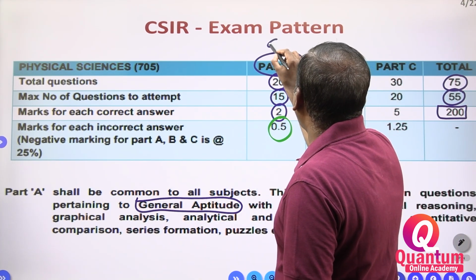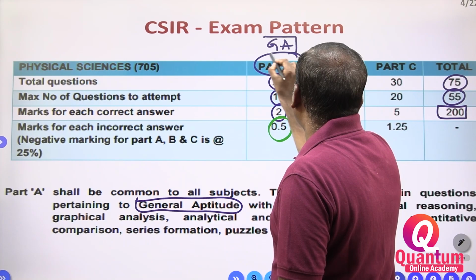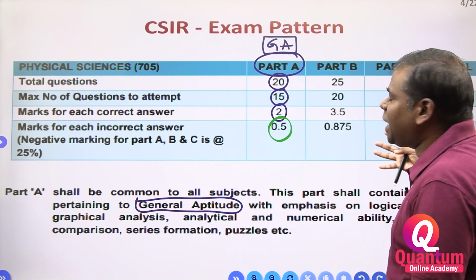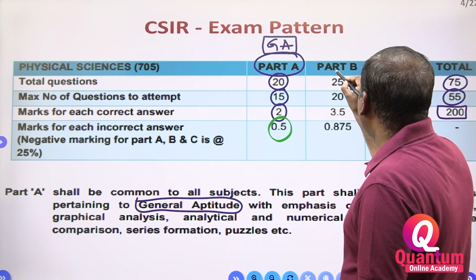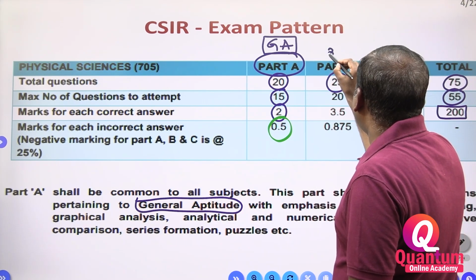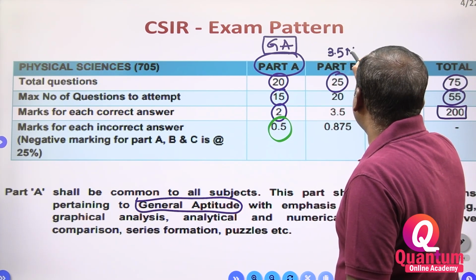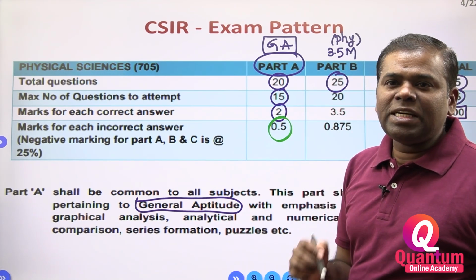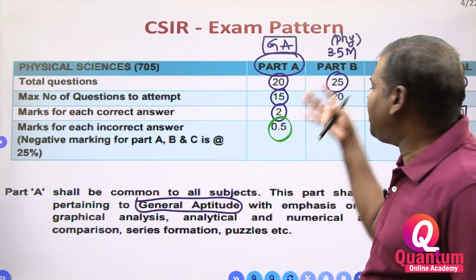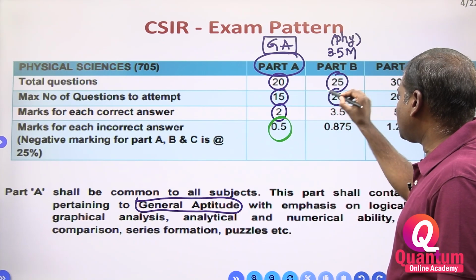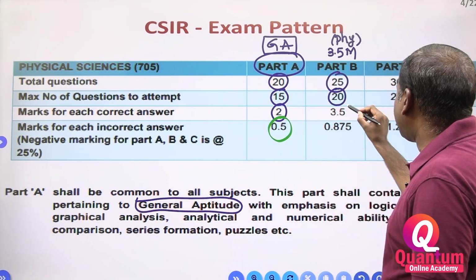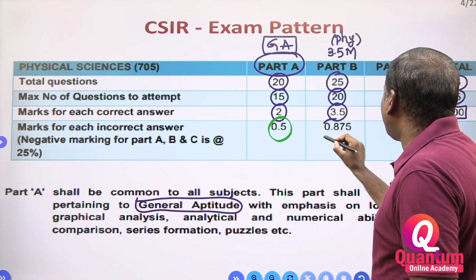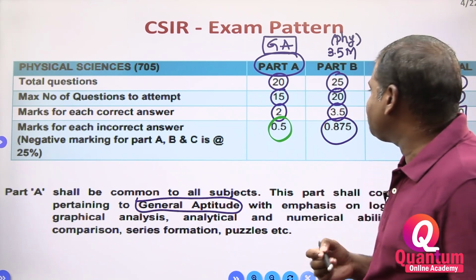This is the general aptitude part. This part we are not giving coaching for. We are giving coaching only for part B and part C. In part B, you will see 25 questions are there. Each and every question carries 3.5 marks. This belongs to physics only, mostly from the core. 20 questions you have to attempt. Each question is 3.5 marks. For each wrong answer you may lose 0.875 marks. Clear?